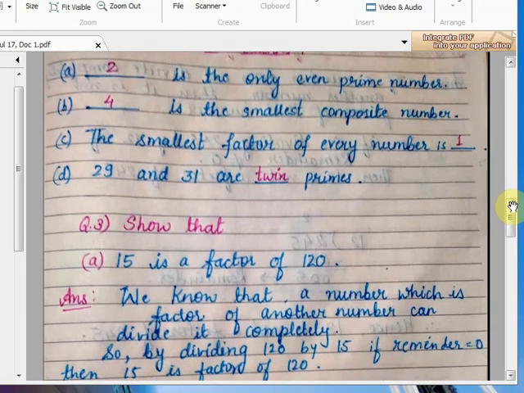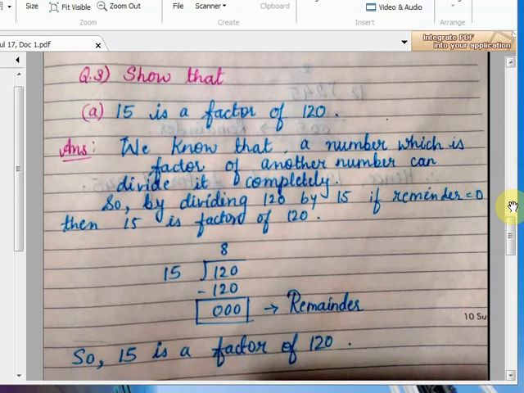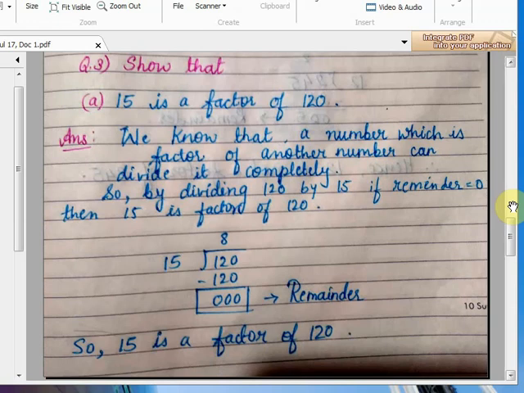Now moving on towards the third question, what do you have to do? Show that 15 is a factor of 120. See students, to show any number is a factor of another number, what do we have to do? We all know that a factor of any number is nothing but a number which can divide that number completely. So if 15 divides 120 completely, then it is a factor of 120. So to solve this question, we have to write in this manner. We know that a number which is a factor of another number can divide it completely.